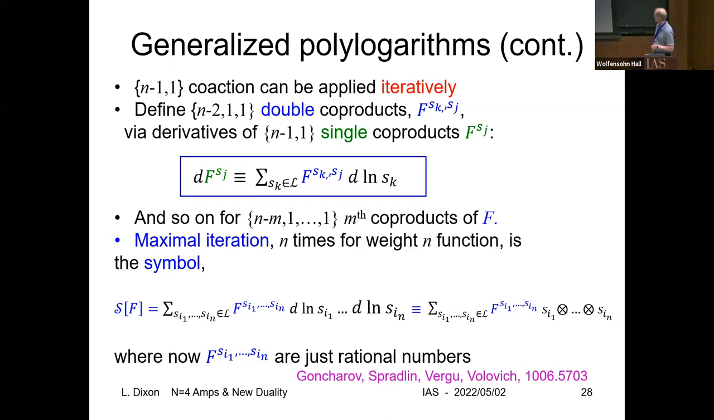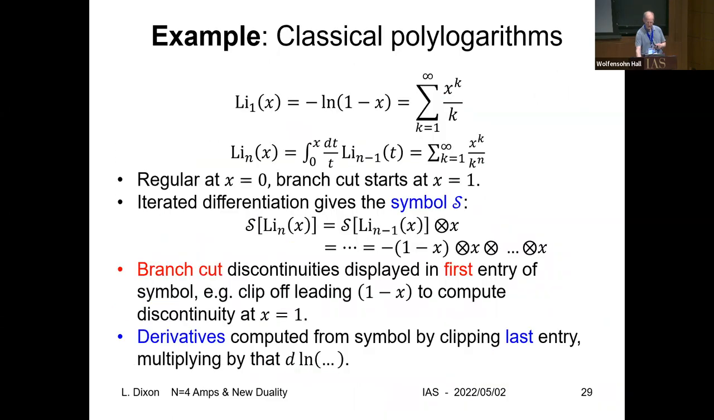And that gives rise to the symbol, which was introduced in this paper by Goncharov, Spradlin, Vergu, and Volovich. And once you've reached the symbol, you've differentiated n times, and these are just rational numbers. In some cases, they're just integers. Really simple, except that it's a very big object.